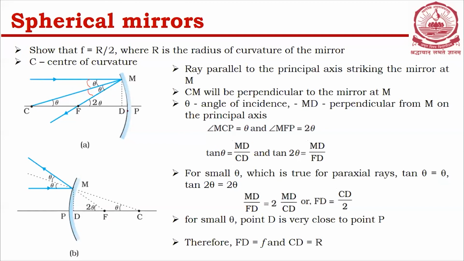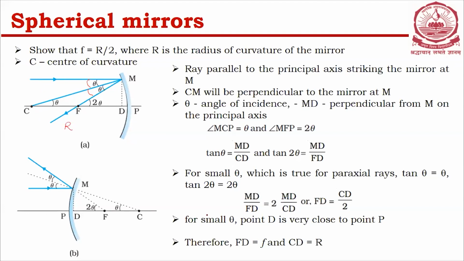So as I said before, when you consider the wavelength, the optical elements are much bigger in size. So this theta is very, very small. Since theta is small, we can just take tan theta as theta. Even if you substitute the value of theta and find tan theta, it is very, very small. And tan 2 theta is equal to 2 theta. So if you apply this here, MD by FD should be equal to twice MD by CD, or you can say FD should be equal to CD by 2. So you know what CD is? CD is nothing but the radius of curvature R.